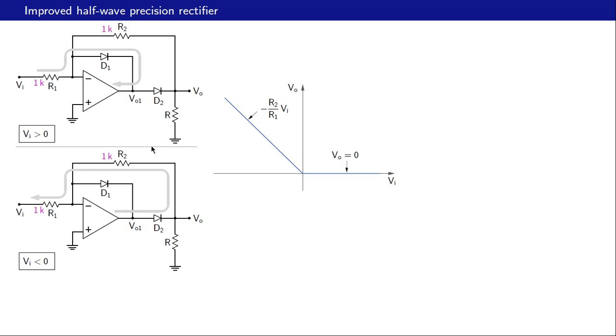Here is the summary of the improved half-wave precision rectifier. Positive VI, D1 conducts, D2 does not conduct, VO is 0 as shown here. Negative VI, D2 conducts, D1 does not conduct, and VO is minus R2 by R1 times VI. So that's a straight line with a negative slope and going through the origin.